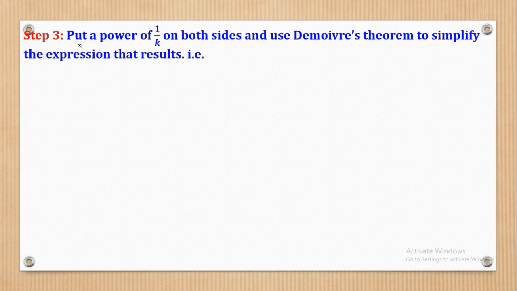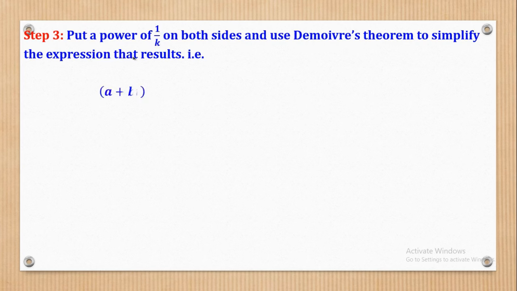Then step 3 says put the power of 1 over k. Now this k, the value of k will be given in the question. They will tell you find the square root. If they say find the square root, it implies that k is 2, therefore here you put 1 over 2. If they say find the cube root, it means that k is 3, meaning that you put 1 over 3. And if they say find the fourth root, it means that k is 4, therefore you put 1 over 4 on both sides, and use De Moivre's theorem to simplify the expression that results.